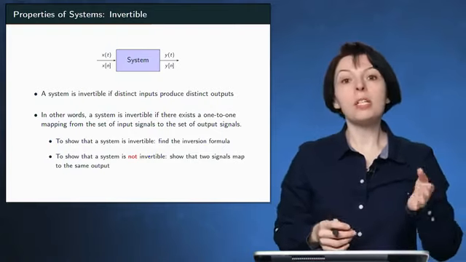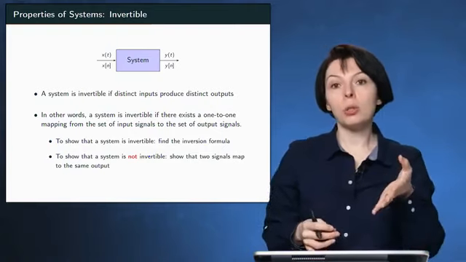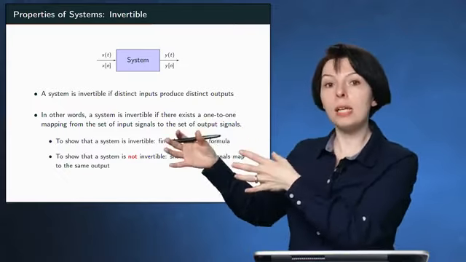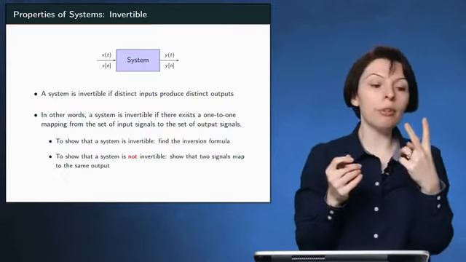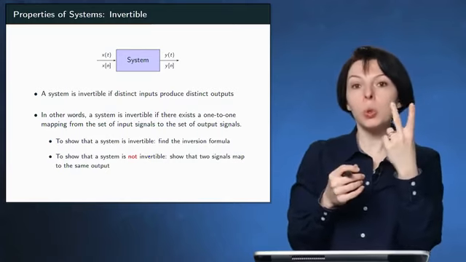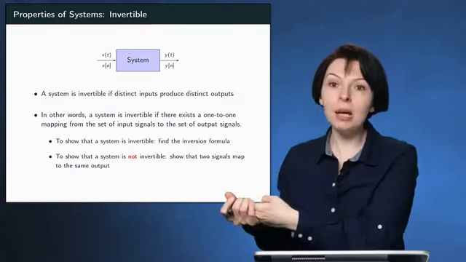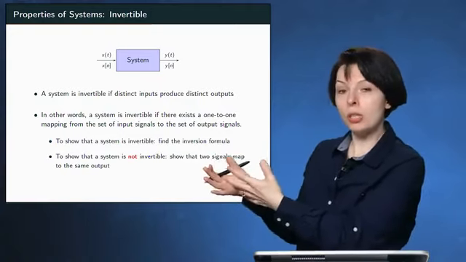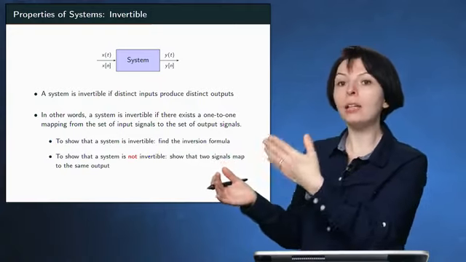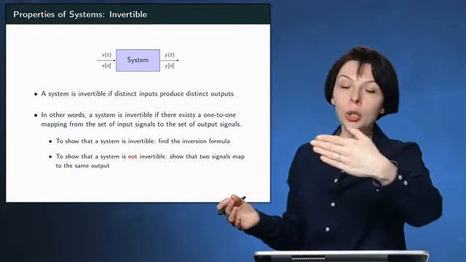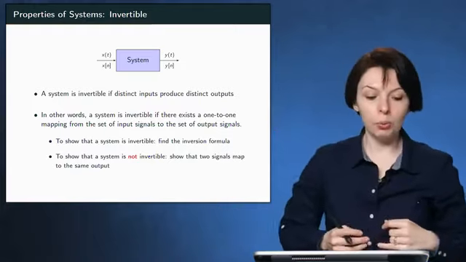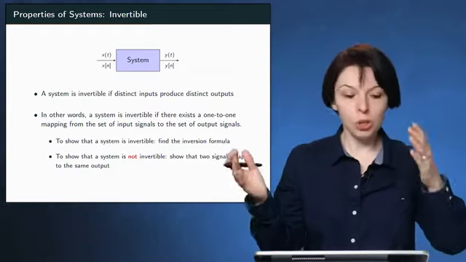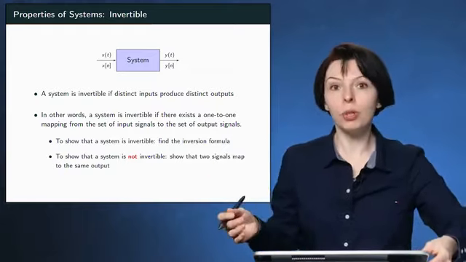To show that the system is not invertible, we need to show that two signals at the input side map to the same output signal. So I only need to find two input signals that result in the same output, to prove that if you see this signal at the output, you cannot tell which one of these two input signals was used to generate it. So there is no one-to-one mapping between input and output in general, and the system is not invertible.